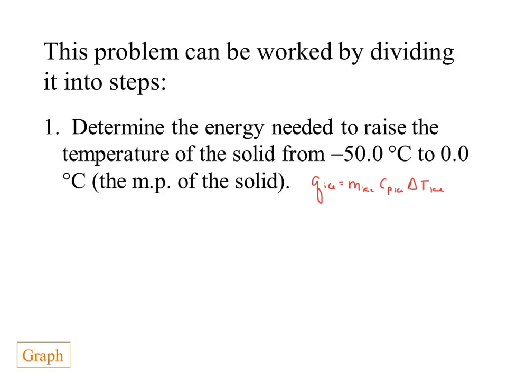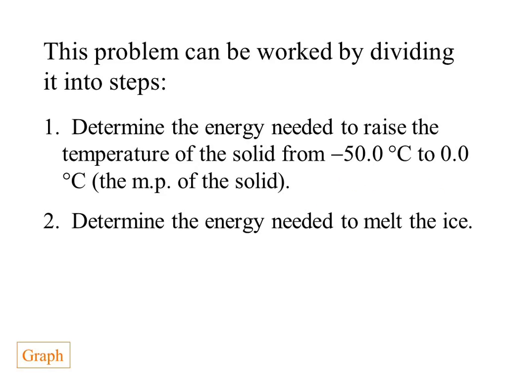Now what we're going to do is melt it. To melt it, coming up with the Q required to melt is really pretty easy. We're just going to take the mass, which is that 50 grams, and multiply it by the heat of fusion. That's it. So that's going to be our second step.